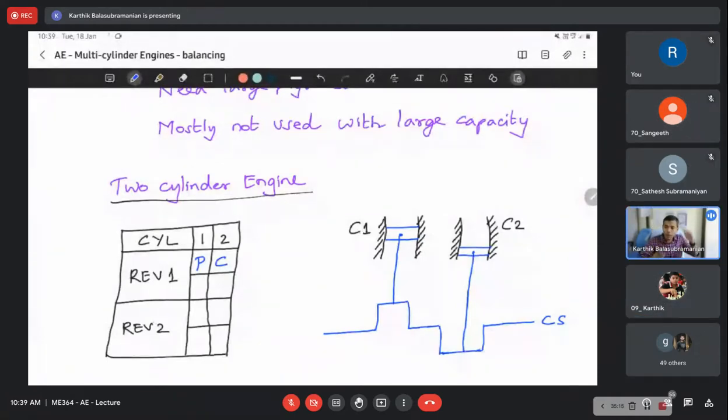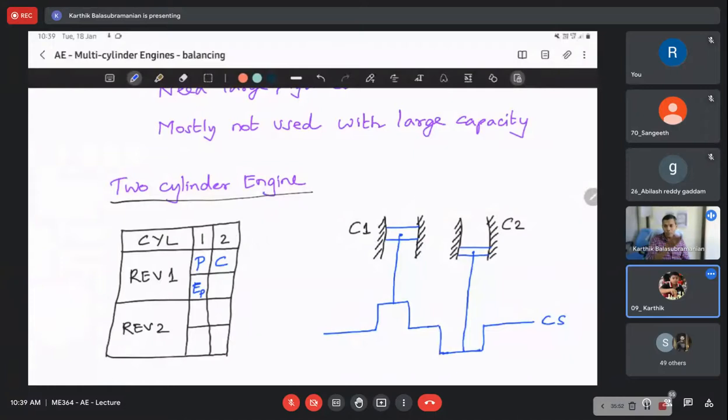So now after the power stroke, what happens in cylinder 1? Exhaust. No, cylinder 1 after power stroke, what happens? Expansion. Yeah, there is expansion. So how to put it? EX I cannot put. Let me put EP so that it is expansion. Okay.